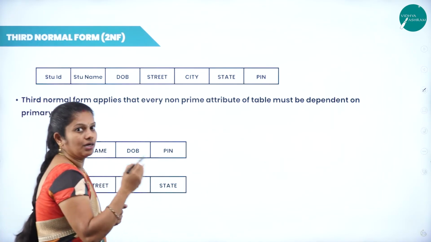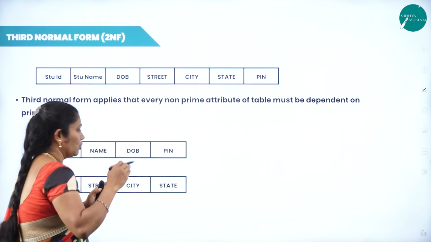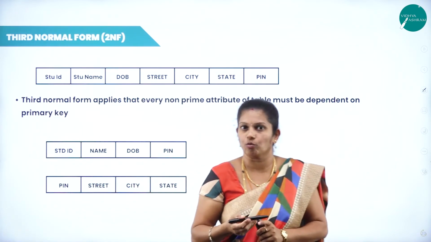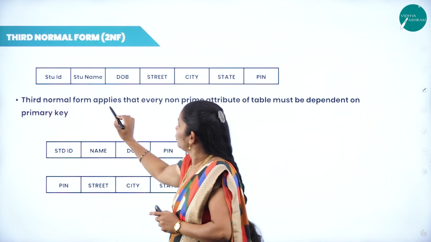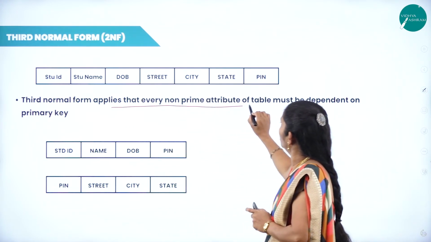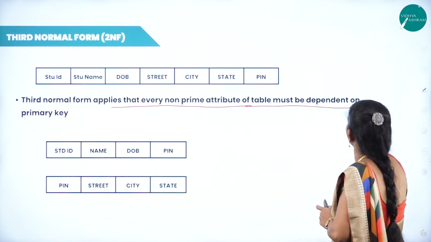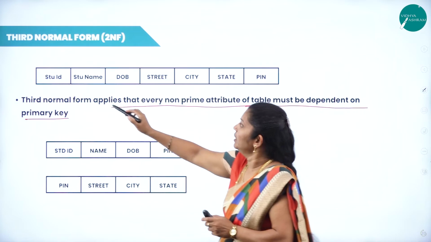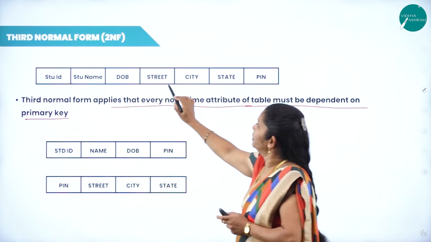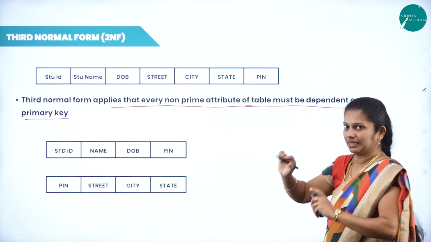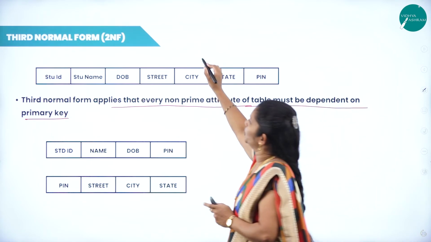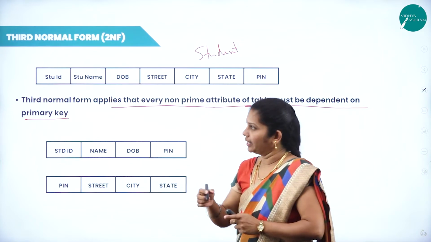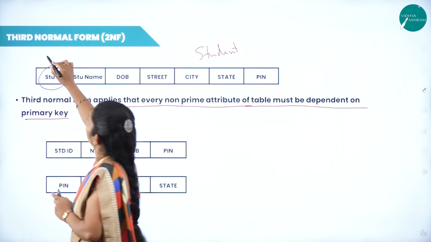Now we will move to third normal form. The third normal form compulsorily says that it has to satisfy first normal form and then second normal form. Then third normal form says that every non-prime attribute of the table must depend on the primary key. Consider one example. Student ID, student name, date of birth, street, city, state and then PIN. These are the attributes we have in this student table. In this table, which is the primary key? Student ID is the primary key.